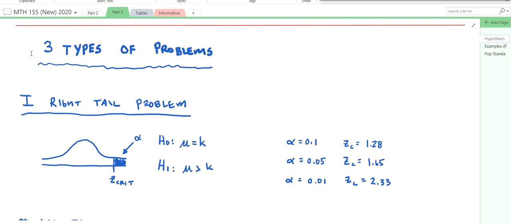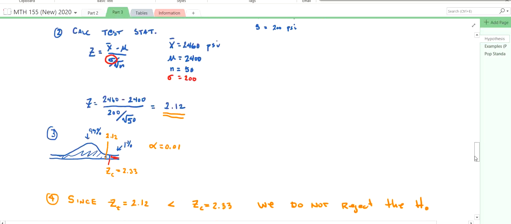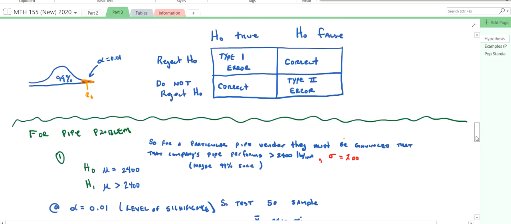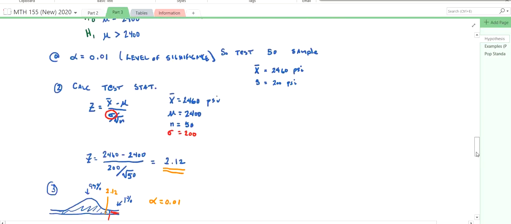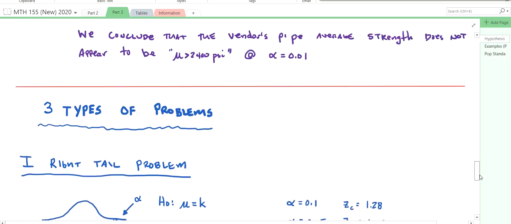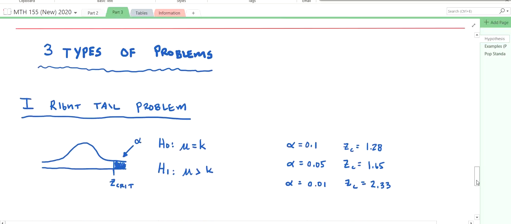So I began by stating, here we are doing hypothesis testing, and we have three types of problems. We have a right tail, a left tail, and a two-tailed problem. Beginning with the right tail problem, this is the same as the example I did above for the pipe problem, where the critical area is to the right. That's called a right tail problem.